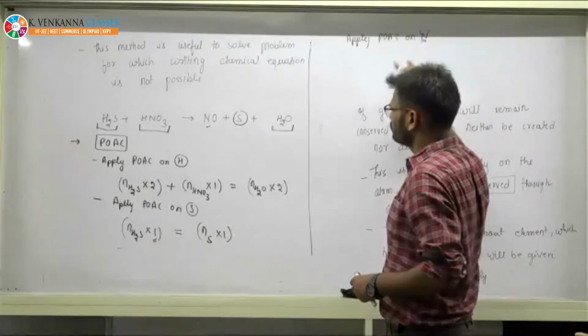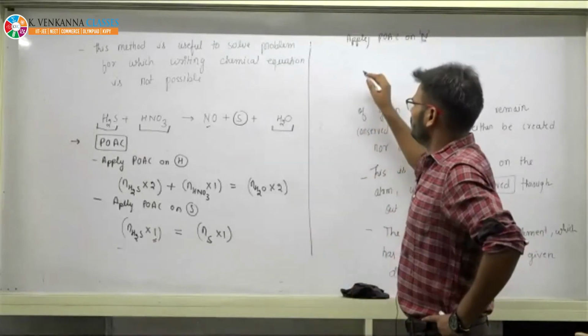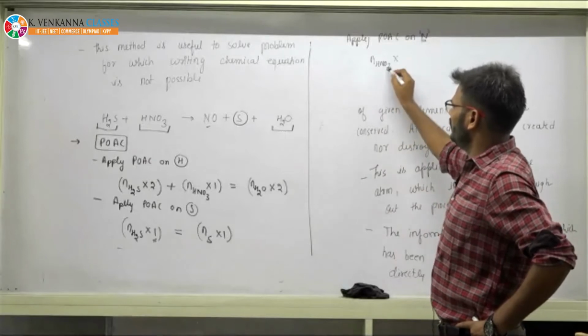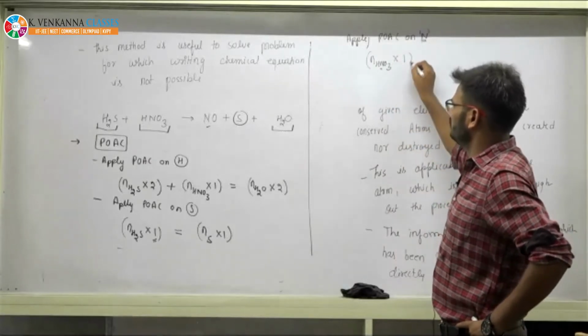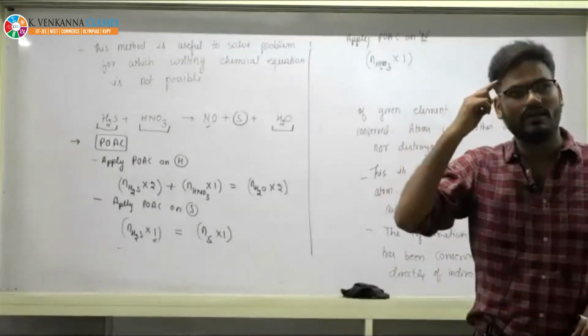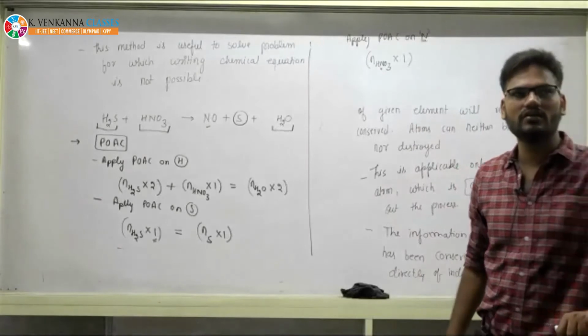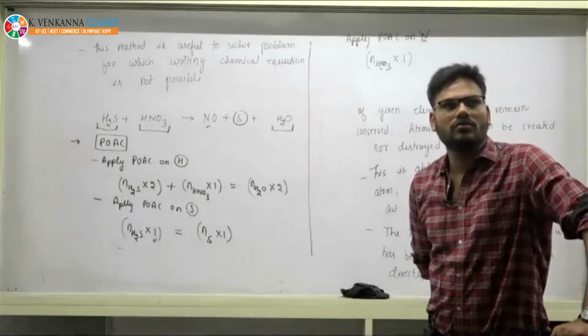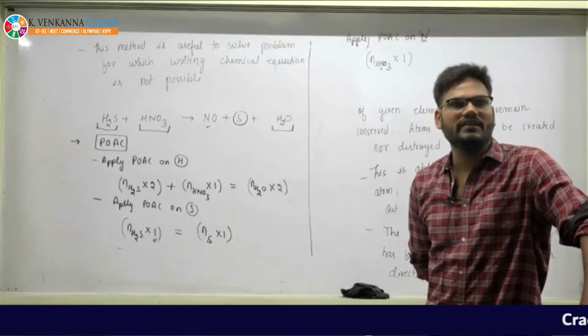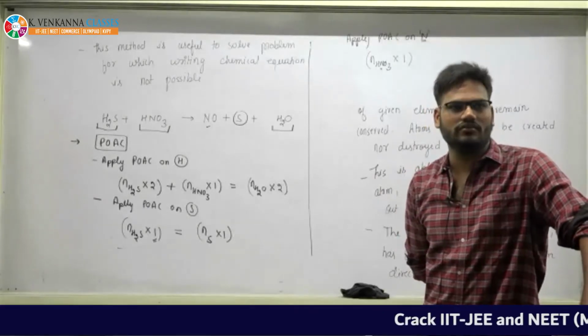Very simple. See, nitrogen from the reactant side is coming from HNO3. So moles of HNO3, and you see only one nitrogen is present. So multiply by 1. That is completely right. So see, you have to multiply the moles by the respective atomicity.